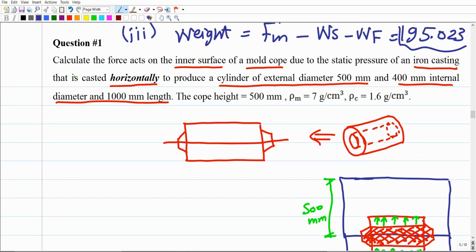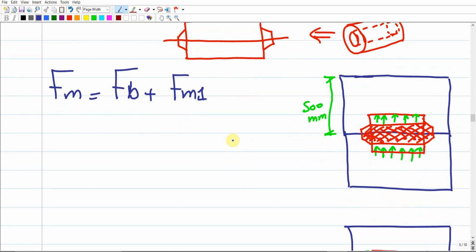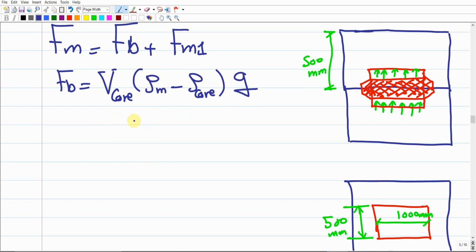In addition, he gave us the mass density of the molten metal and the mass density of the core, and he required us to calculate the total force acting on the inner surface, Fm, the total force. We said that it should be Fb, the indirect force that comes through the core, plus the direct buoyancy force acting on the cube. How about Fb, the force acting on the core? It should be the volume of the core times the mass density of the metal minus the mass density of the core, times g, the gravitational acceleration.